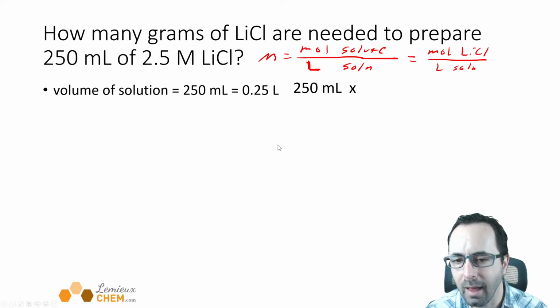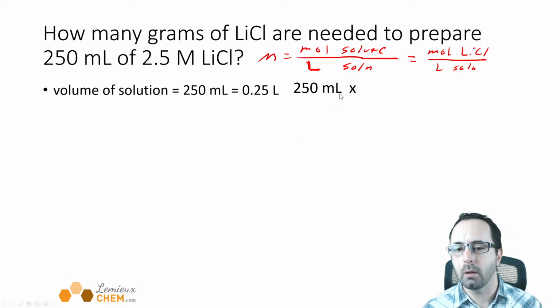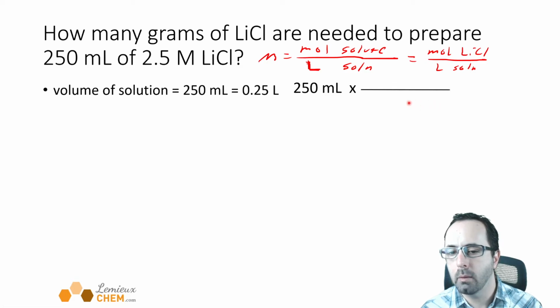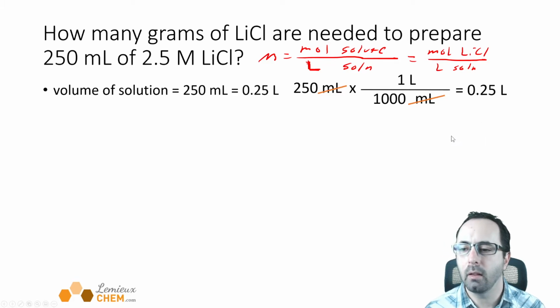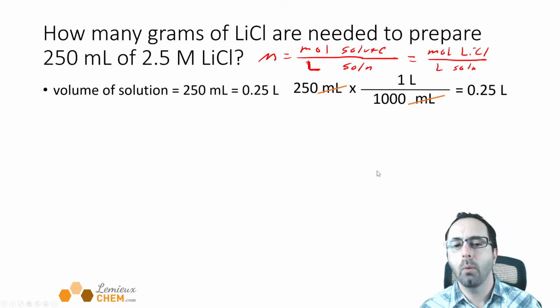The way we get that is we have 250 milliliters, and what goes in the bottom? Something with milliliters, and it's 1,000 milliliters that equals 1 liter. So our milliliters cancel here, and we get 0.25 liters. 250 divided by 1,000. That's 0.25. So now we have liters.